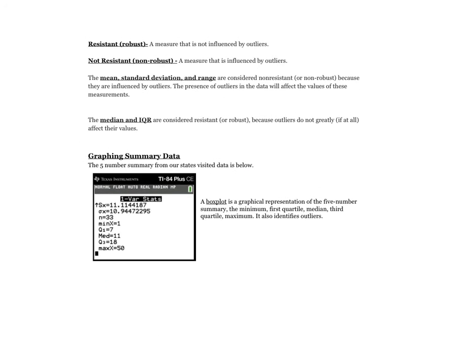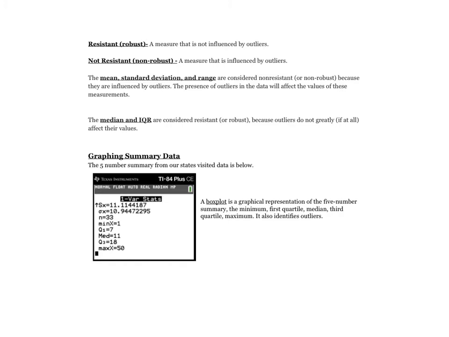Now, why do we care about outliers? Another reason, besides just their being unusual points that we'd like to learn about, is that outliers can have effects on our calculations in statistics. So we have a term called resistant, and we also could use the word robust. A measure is resistant or robust if it is not influenced by outliers. So if an outlier doesn't affect the calculation, it is considered resistant or robust. Non-resistant or non-robust is a measure that is influenced by outliers.